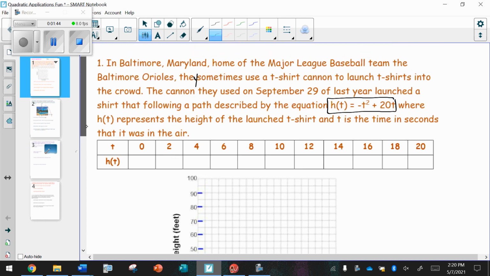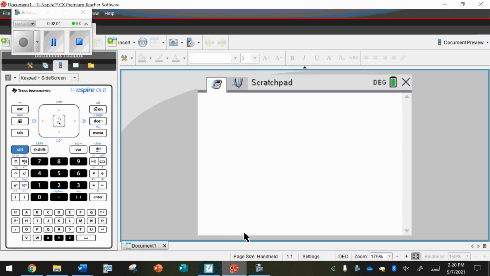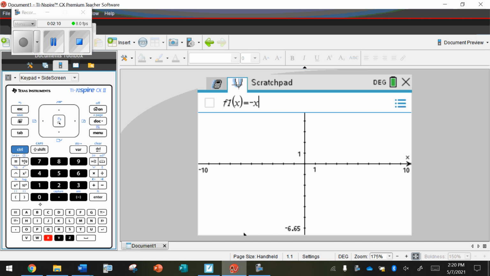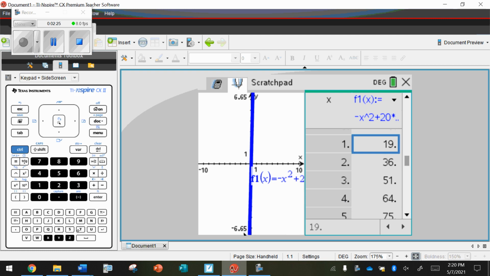All right. Now, the equation is given as h of t equals negative t squared plus 20t. When you type it into your calculator, you have to use x's, okay? So just make sure you use x's in the calculator. Okay, so go ahead and do that. For those of you that do not have a calculator, you can watch me do it. Negative x squared plus 20x. Strange looking graph, but that's okay. I don't care about the graph on the calculator. I want the table on the calculator.